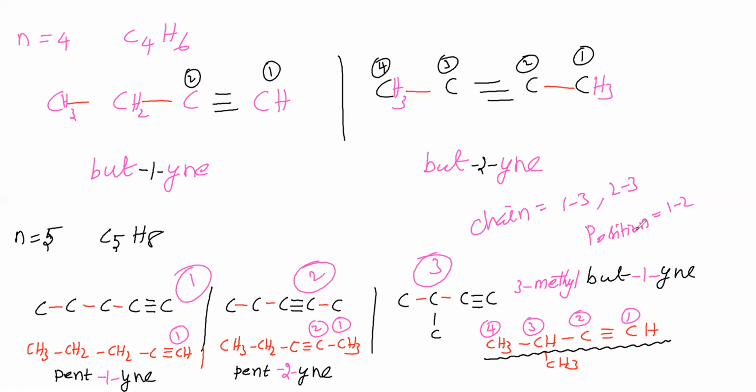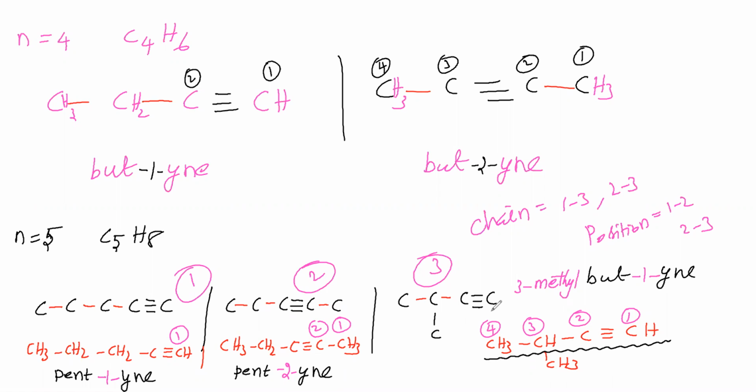Then are there any more position isomers? Yes, 2 and 3 are position isomers. This compound and this compound are position isomers. How? Because here the triple bond is present at the second carbon, here the triple bond position is 1. The triple bond positions in these two compounds are different, therefore these two are position isomers, we can say. Then these three compounds, shall we say structural isomers? Yes, because the structure is different for these three compounds, therefore these three compounds are called structural isomers, we can say.